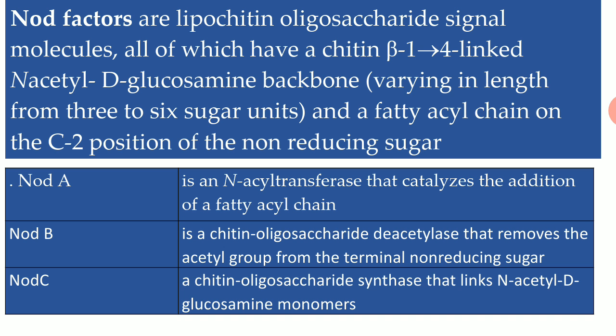Okay, so nodA enzyme is the N-acetyl transferase that catalyzes the addition of a fatty acyl chain. NodB is a chitin oligosaccharide deacetylase that removes the acyl group from the terminal non-reducing sugar, and nodC is a chitin oligosaccharide synthase that links the N-acetyl D-glucosamine monomers.